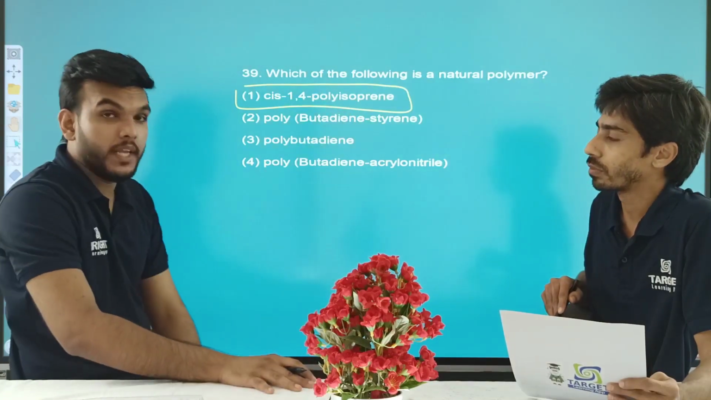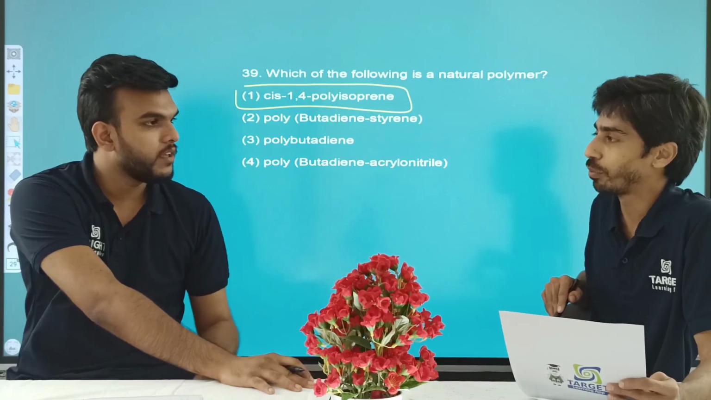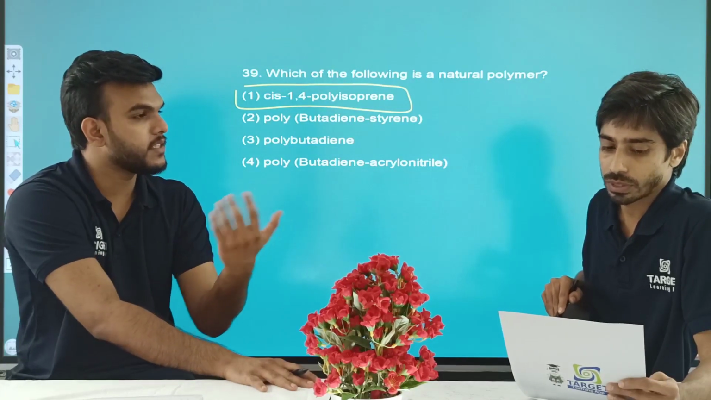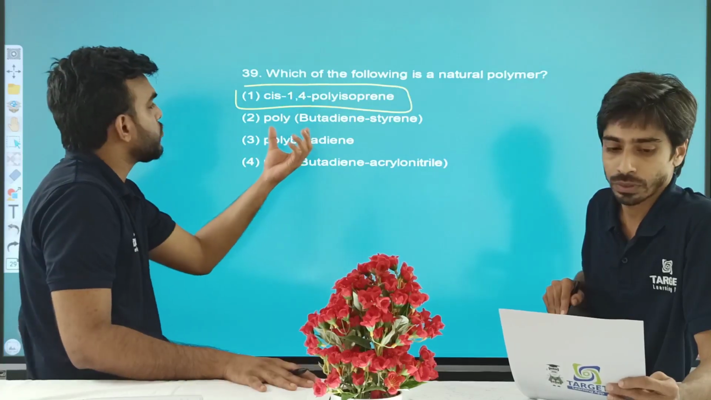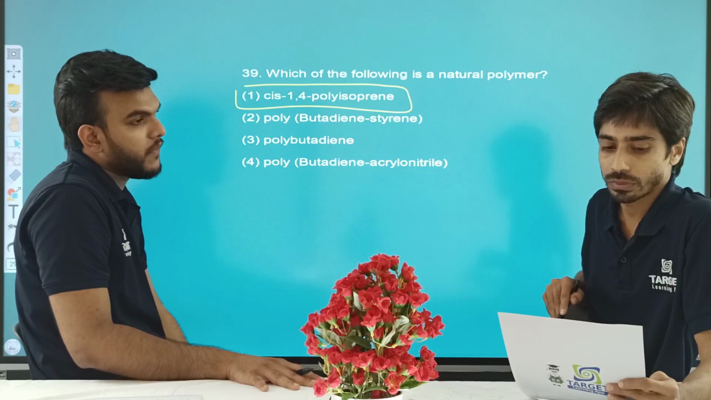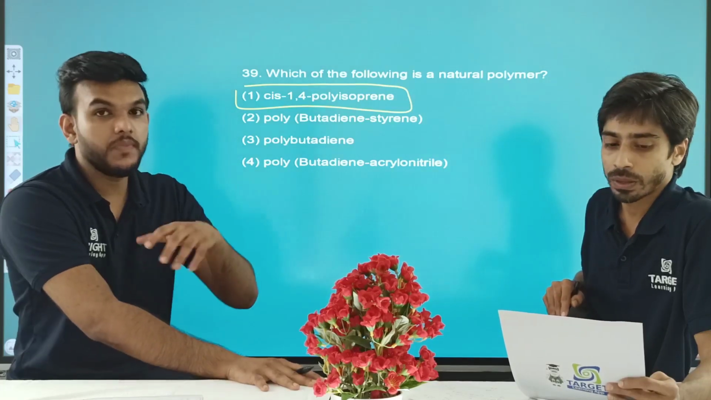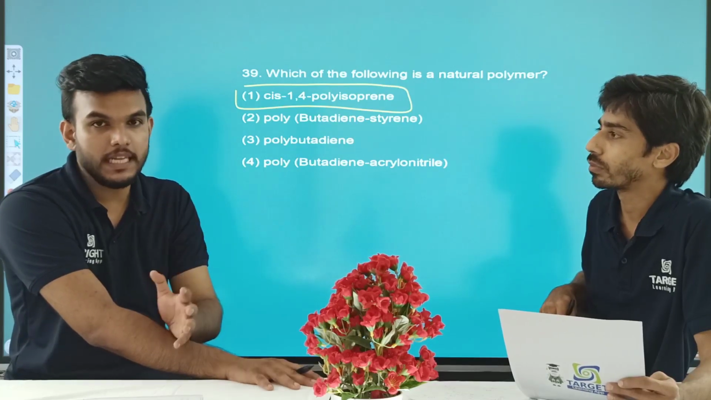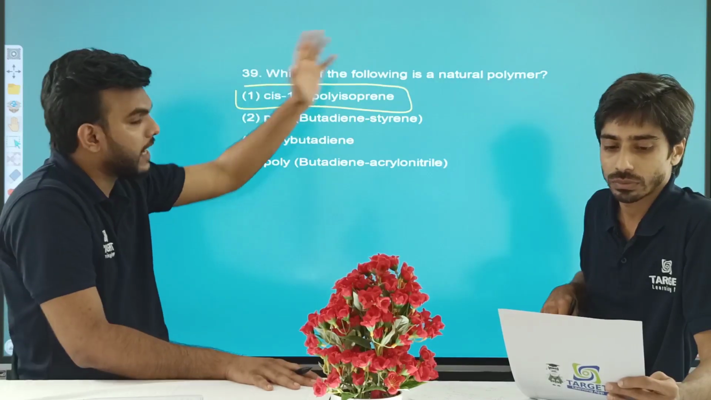There is also a biodegradable polymer, PHBV, that is poly hydroxy butyrate co hydroxy valerate. So PHBV is a biodegradable polymer. Nylon 2, nylon 6 is also a type of biodegradable polymer. This is not a synthetic polymer, and here the question is asking about the natural polymer.